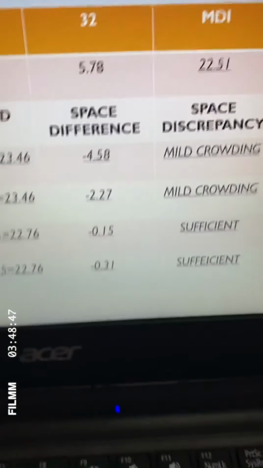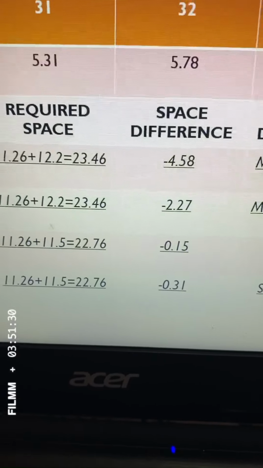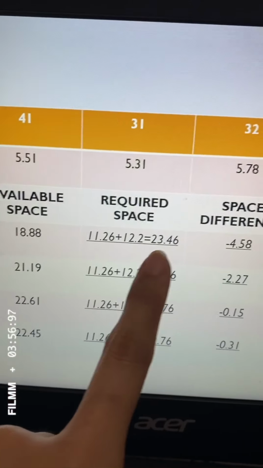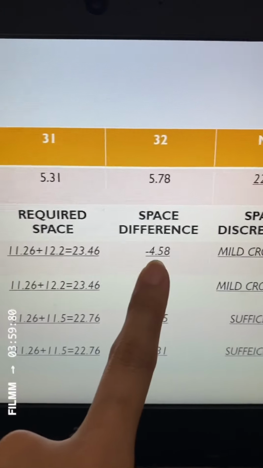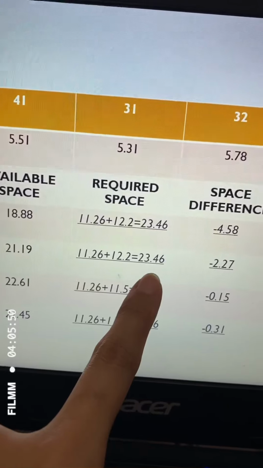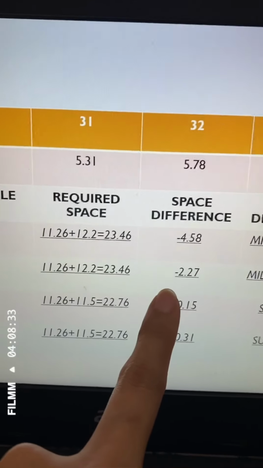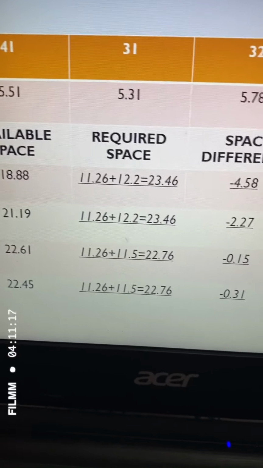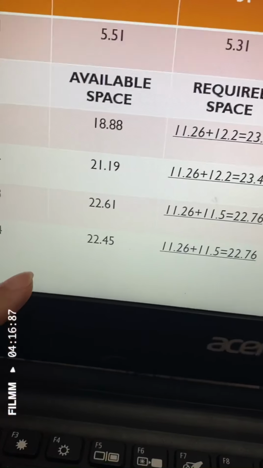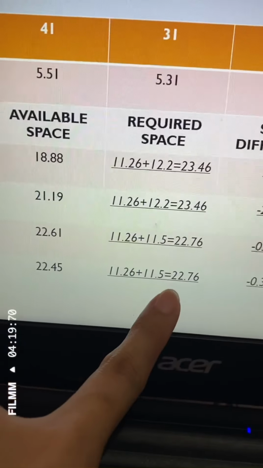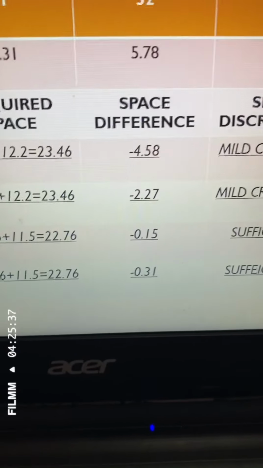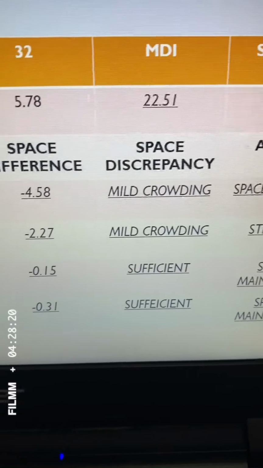Again, to solve for the space difference, all we need to do is subtract the available space and the required space. So 18.88 minus 23.46 is equal to -4.58. And 21.19 minus 23.46 is equal to -2.27. And 22.61 minus 22.76 is equal to -0.15. While in quadrant 4, 22.45 minus 22.76 is equal to -0.31.